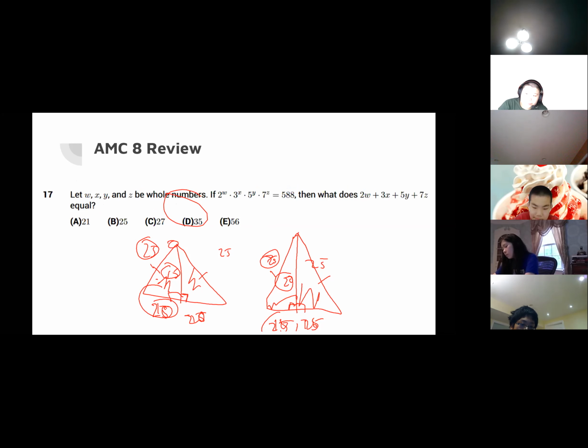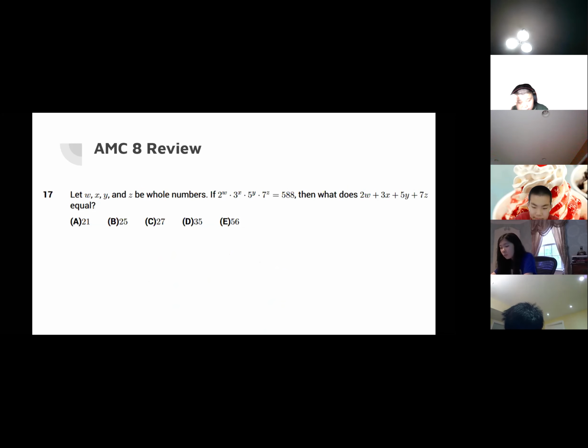Let's go. Number 17. Let w, x, y, and z be whole numbers. If 2 to the w times 3 to the x times 5 to the y times 7 to the z equals 588, then what does 2w plus 3x plus 5y plus 7z equal?